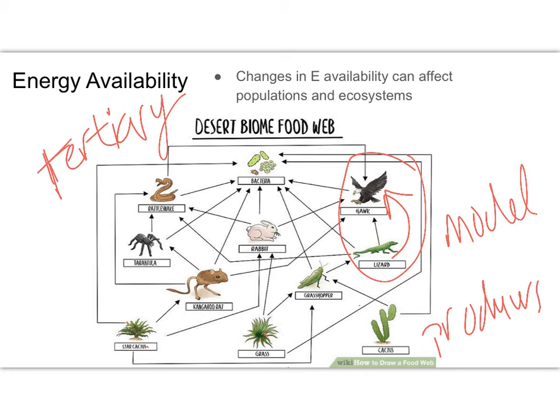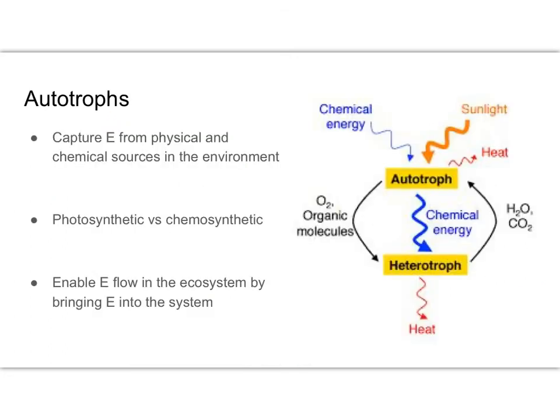Okay, and so you're going to be asked occasionally to manipulate a food web, or potentially be given a diagram of one and asked to draw arrows or put the organisms in the correct place. So looking at our autotrophs here, our autotrophs capture energy from physical and chemical sources in the environment. So we have two basic types of autotroph. We have photosynthetic organisms, which are going to capture energy from sunlight.